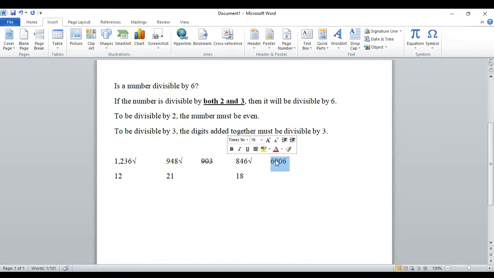Let's try this one, 6006. Is it divisible by 2? It's even, so yes it is. It passed the first test. Then we want to add up the digits to see if it will pass the second test. 6 plus 0 plus 0 plus 6 is 12. Will 3 go into 12? It sure will. So that means that 6006 is divisible by 6. So these are the numbers that are multiples of 6. And Mr. 903 doesn't work.